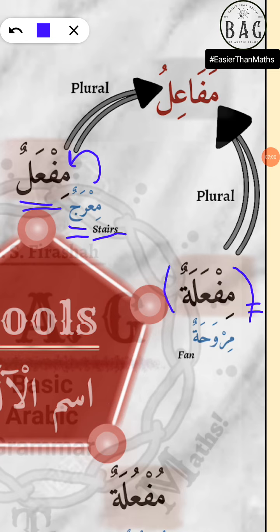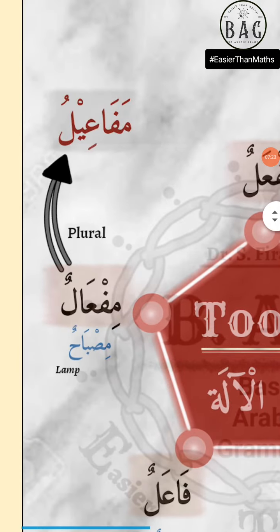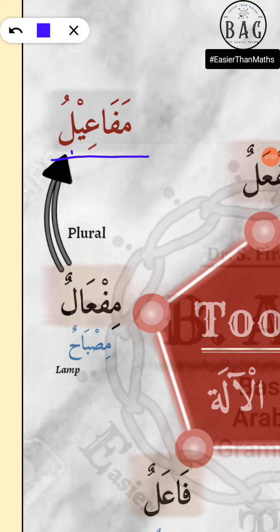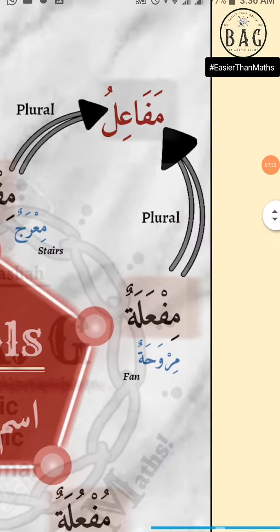Here we have the root letters and we get the word mirwahatun. Okay, a fan, something that gives air, that would be mirwahatun. Now, the plural pattern for mif'alatun and mif'alun is mafa'ilu.